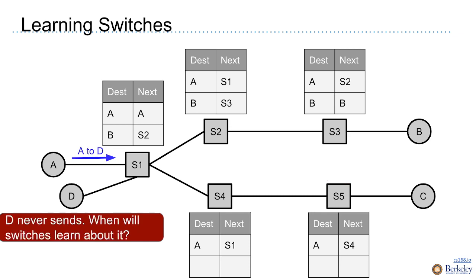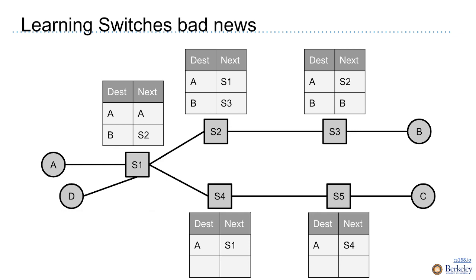So if we say the end host D never sends, when will the switch actually learn about B? Oh, the assumption is D never sends anything. So yeah, when D never sends anything, the switch will never learn about it. Questions?